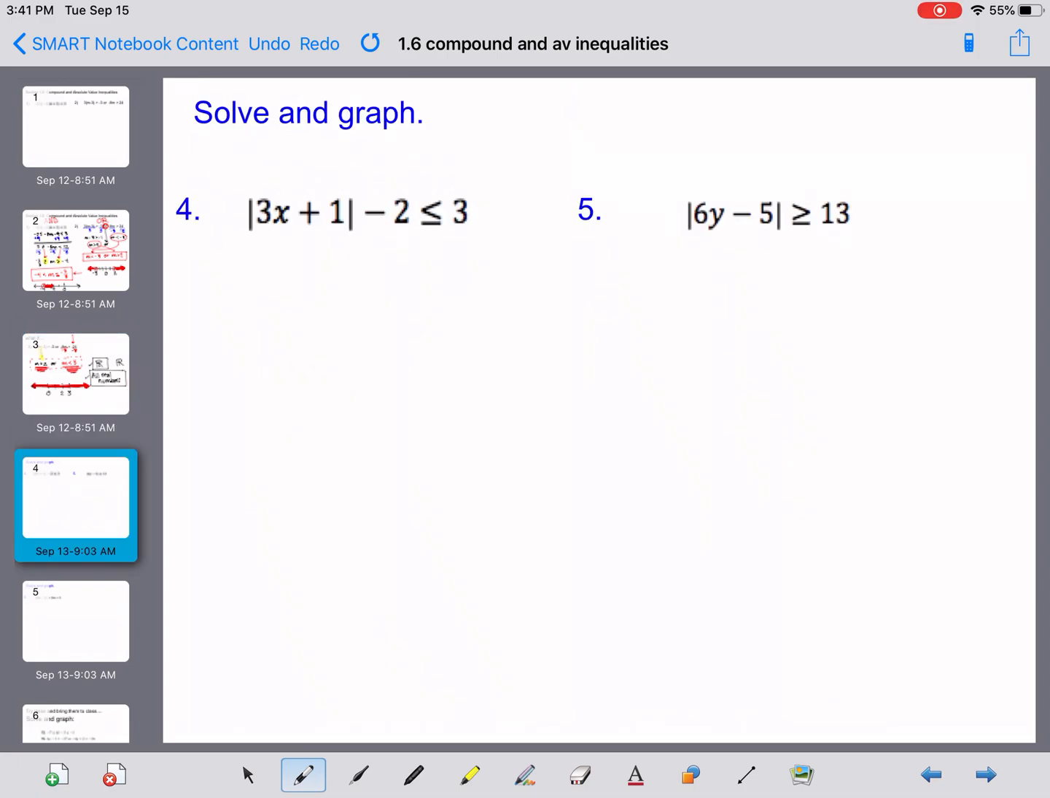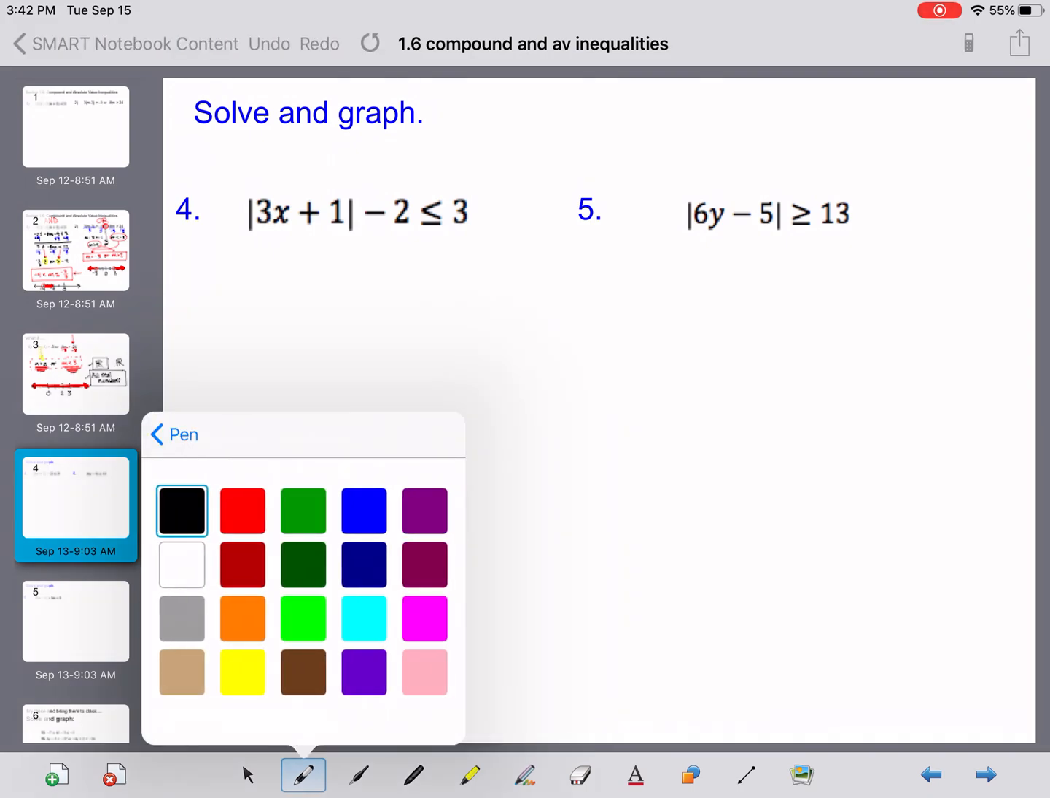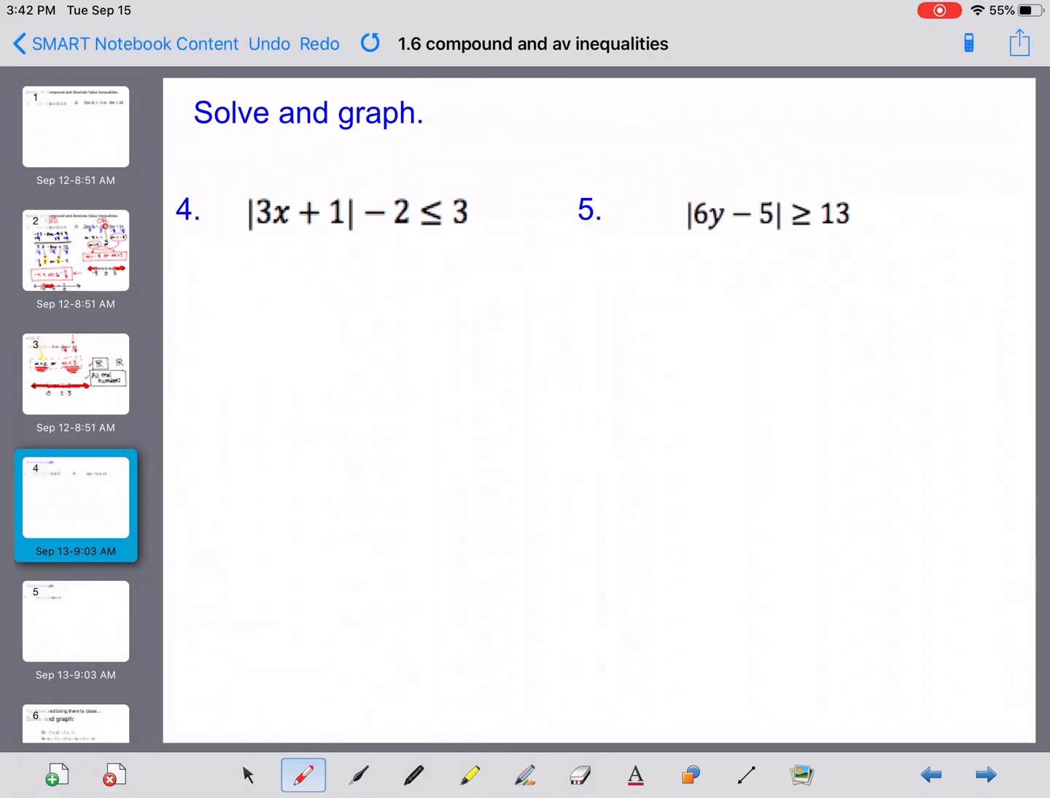All right, example number 4. So this is where people start to forget what they learned in Algebra 1. So these are absolute value inequalities. So we're combining absolute value with an inequality and mushing it together. So just like when you solved absolute value equations, the first thing you want to do is isolate the absolute value. So we want to get this thing by itself.